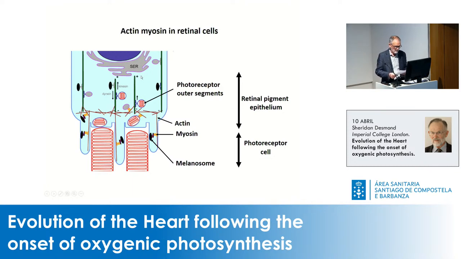Myosin is also responsible for maintaining appropriate tension in stereocilia. These are the sound-detecting hair cells in the middle ear, where mutations can cause Usher syndrome and deafness. Thus, actin and myosin are much older than the earliest simple heart, having evolved more than a billion years earlier and relatively soon after the onset of oxygenic photosynthesis.